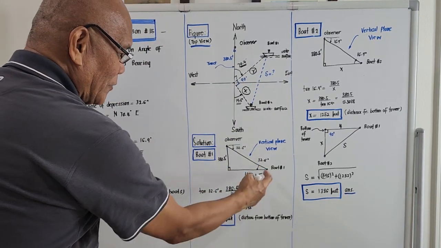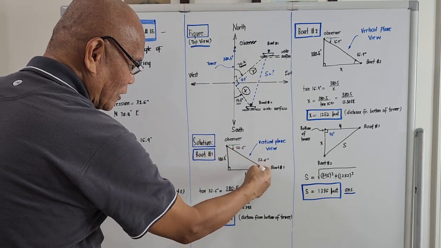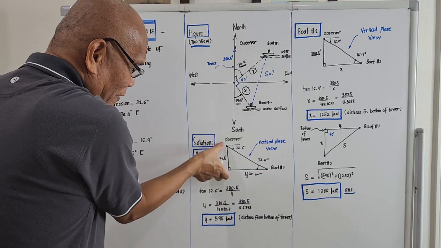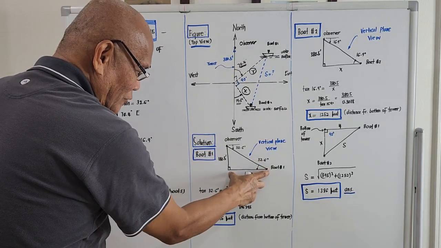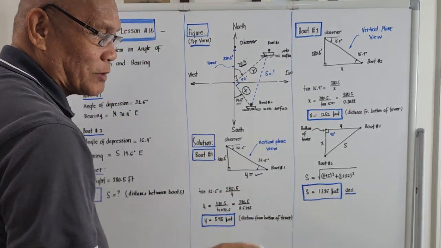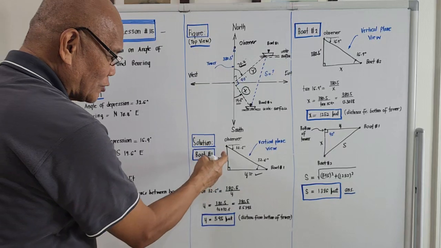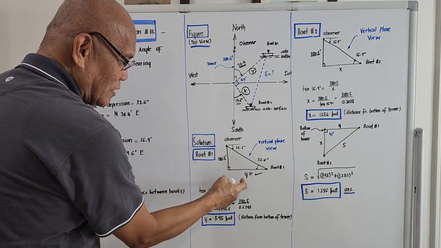Right? We are given this angle because if the angle of depression is 32.6, this should also be 32.6. So we are given this side, we are given this angle, and this is unknown for the meantime, but we could compute for it. By using one of the definitions of trigonometric functions, the relation of this one with respect to this, considering this angle, this is opposite side, this is adjacent.